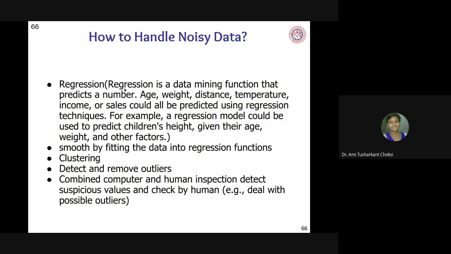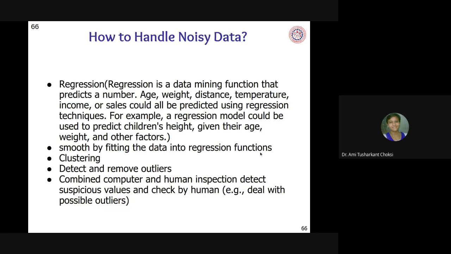Regression is one more method. Regression is a data mining function that predicts a number. Age, weight, distance, temperature, or income could be predicted using regression techniques. For example, a regression model could be used to predict children's height given their age, weight, and other factors. We smooth by fitting the data into regression functions.